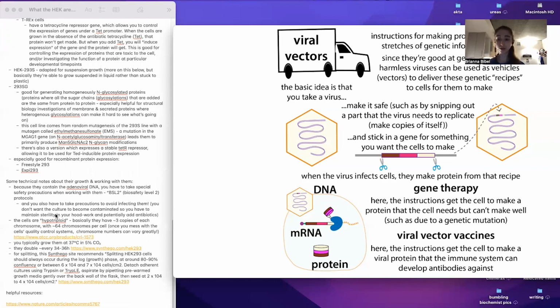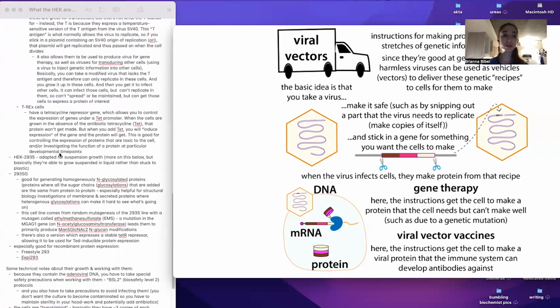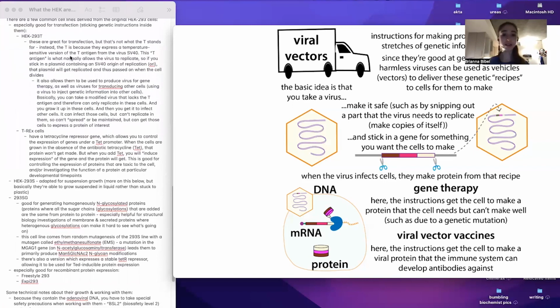It's also important to periodically check the cells, make sure that they're actually the cells that you think they are, and make sure they're not contaminated by mycoplasma and various things. So those are the HEK 293T cells, the ones that have that T antigen.